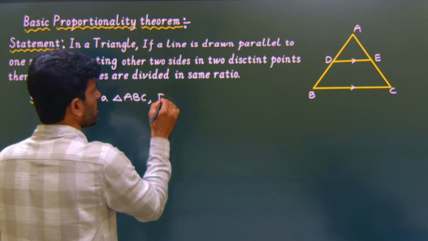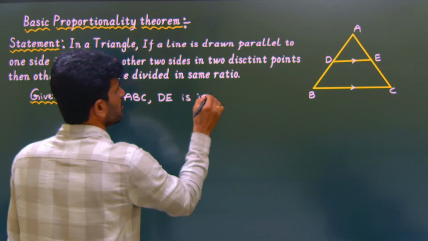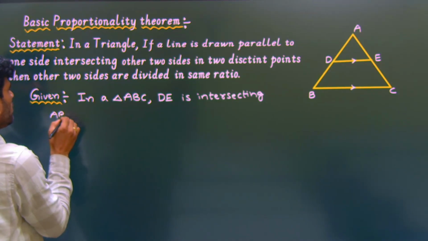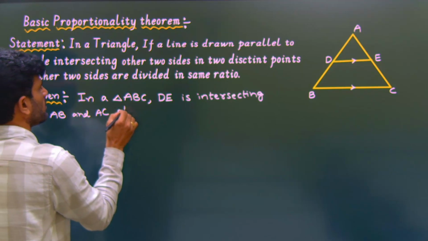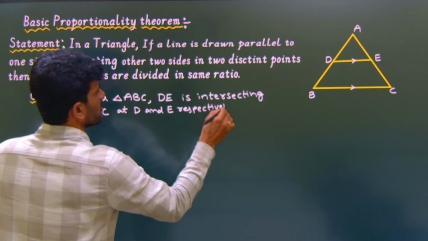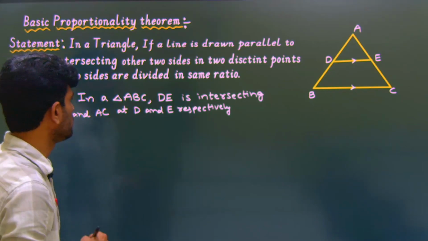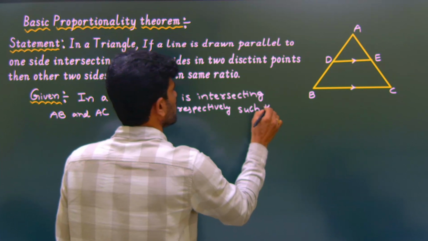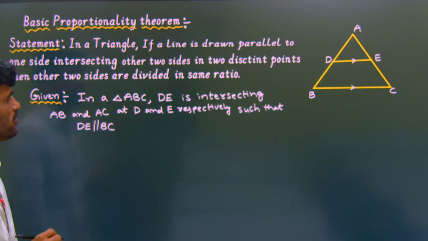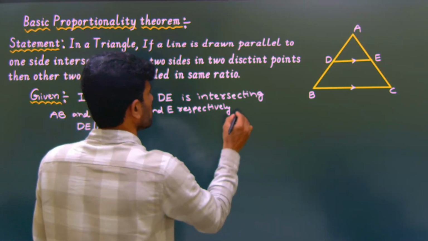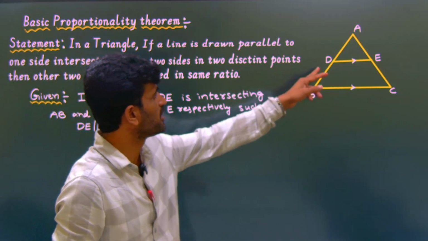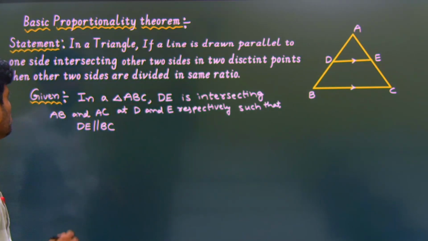So we write it as, here our line is DE. DE is intersecting AB and AC at D and E respectively. It is intersecting AB at D and AC at E such that DE is parallel to BC. So this is what is given. Our line is DE, intersecting AB at D and AC at E, such that DE is parallel to BC.